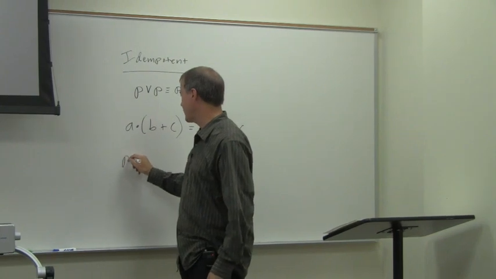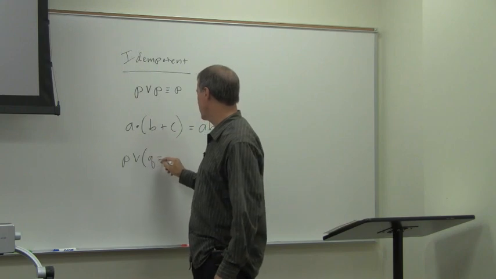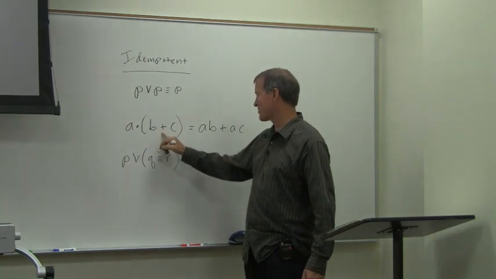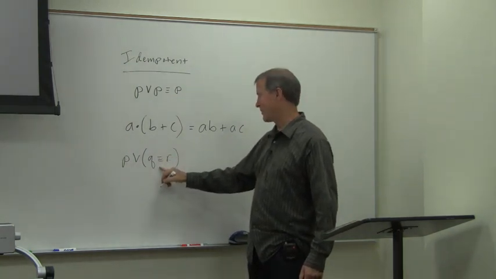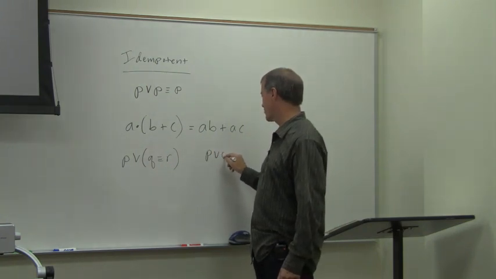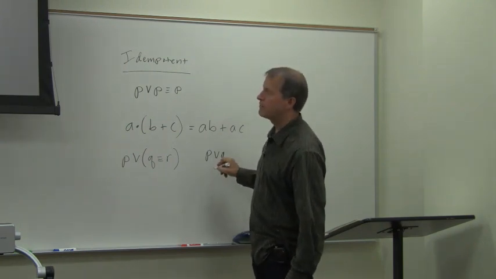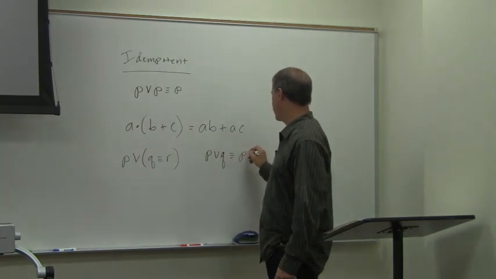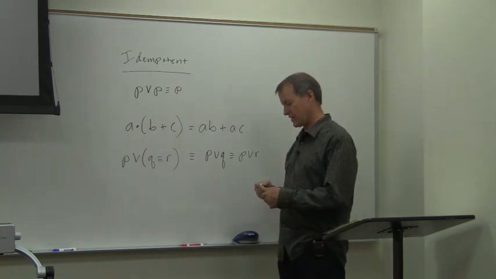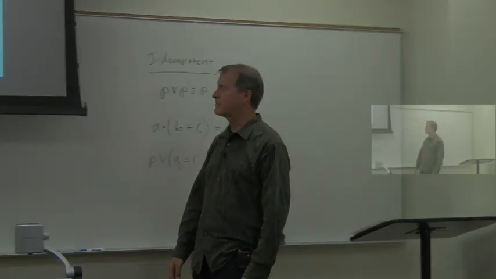But this one is really weird, because it's P or (Q equivalent to R). What's funny is that here this is a plus, but here this is equivalence. But what this is saying is it's the same thing as P or Q equivalent to P or R. And so these two things are equivalent. It's kind of strange but true.